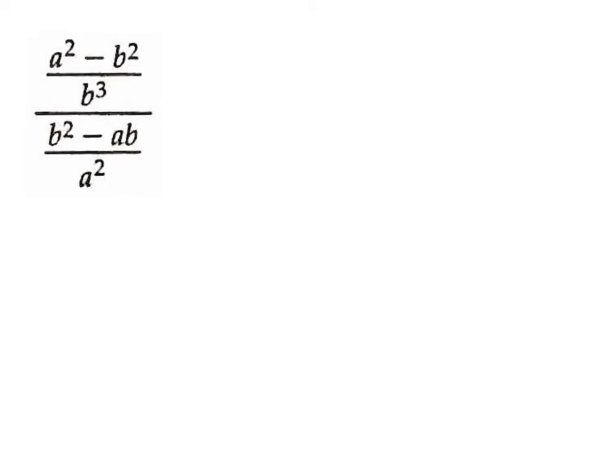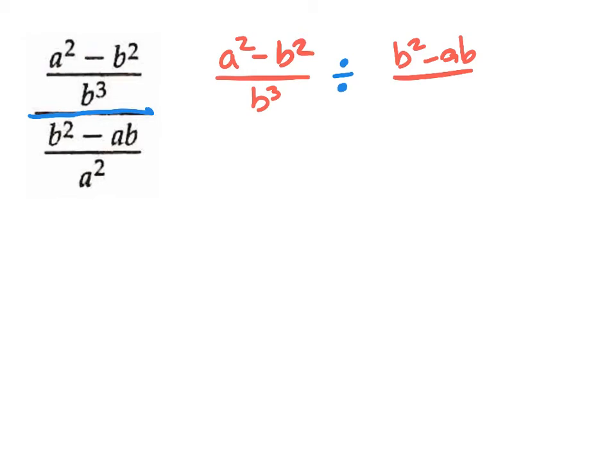So we're going to rewrite the top fraction, a squared minus b squared divided by b over 3. And then instead of this division bar, I'm going to put the division sign, and then I'm going to write the bottom fraction, b squared minus ab over a squared. So we're going to change the division to multiplication.